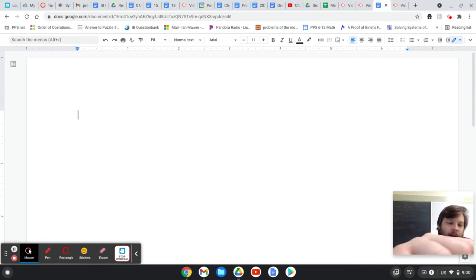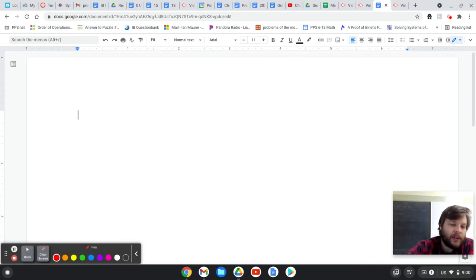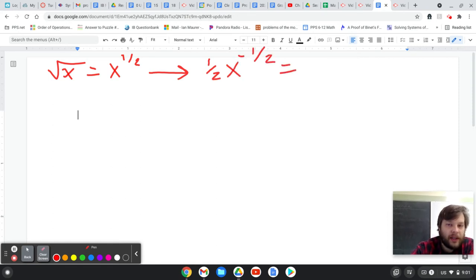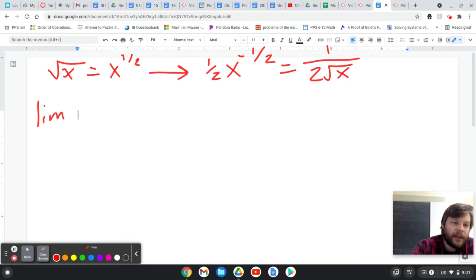So here's our idea. We know what's going to happen. We know that if you have x, the square root of x, you can rewrite that as x to the 1/2. So we know the derivative, according to the power rule, is this, which is equivalent to 1 over 2 square root of x. And so I'm going to use the difference quotient and go through a few steps of algebra, and we'll get there.